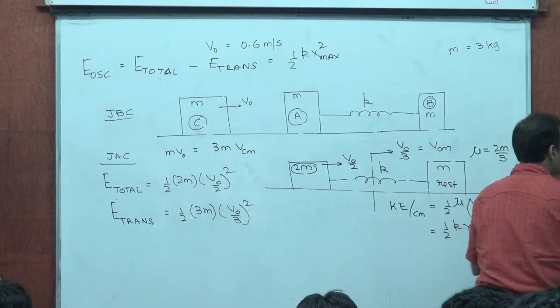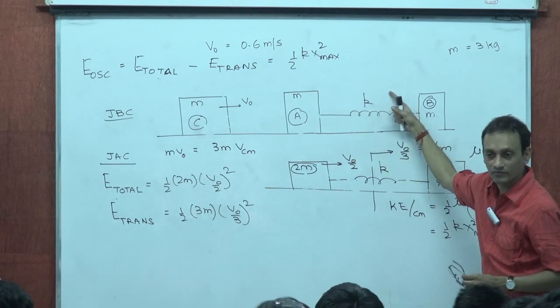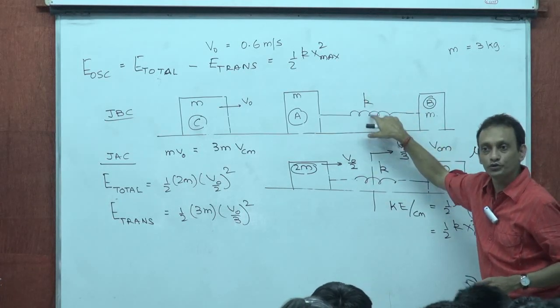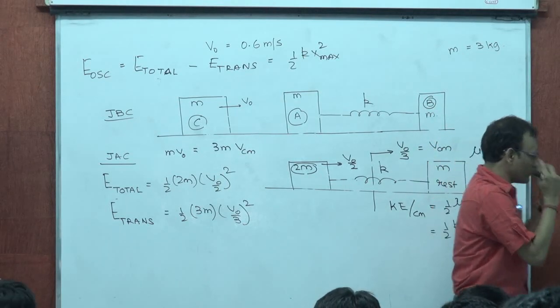Now, of course, the omega would be root k by mu, etc., which I have already told you. The omega of oscillation of the two masses would be root k by mu. Mu is the reduced mass for the system, etc., right? So these were the various parts.